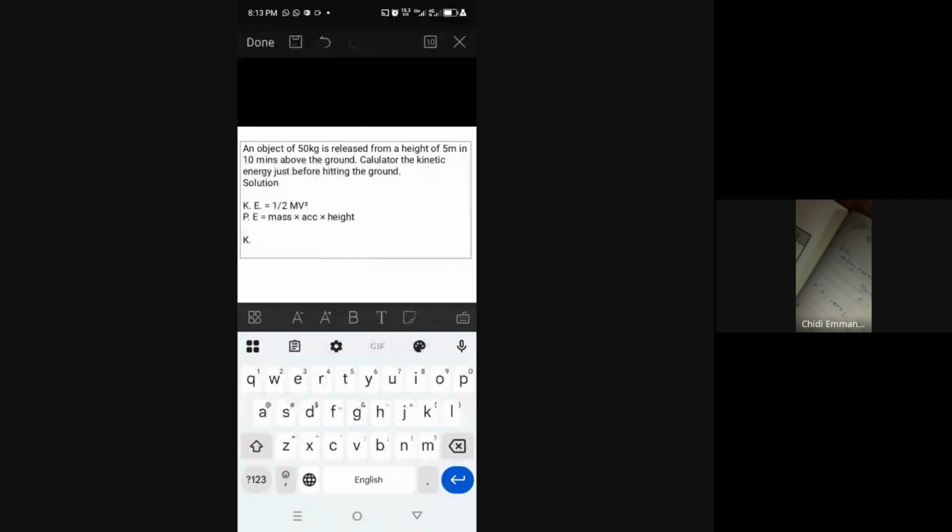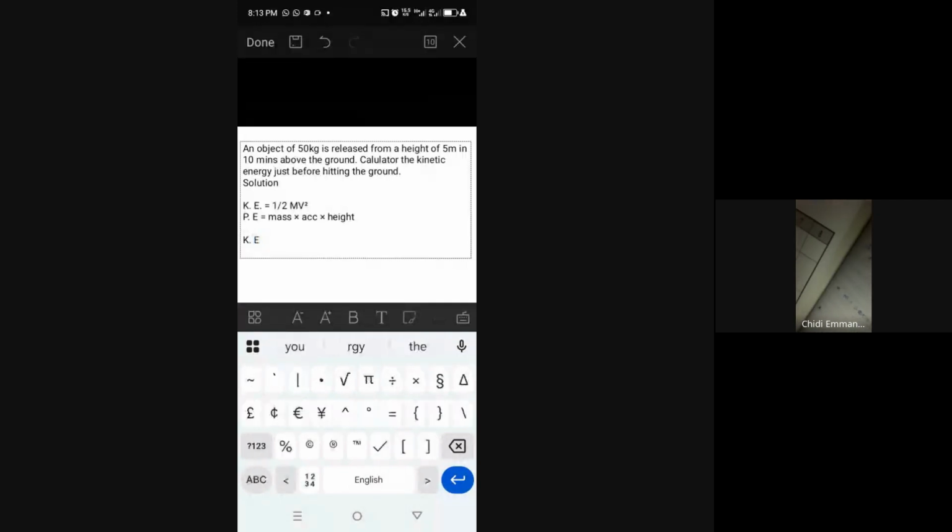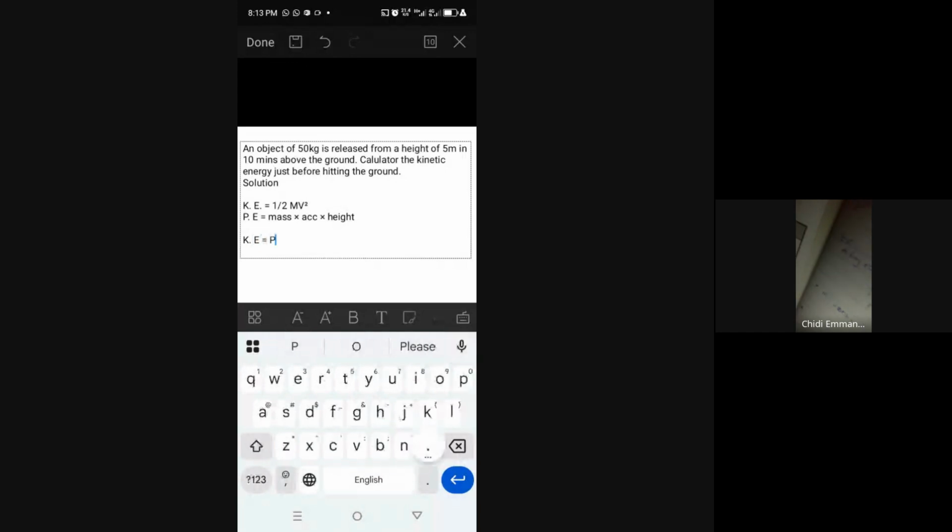I'm just going to obey that law. That is all. KE is equal to PE, which is equal to mgh. Why am I using mgh? Because if you look at the question, I was not given velocity. If I was given velocity, I would have just used the half mv squared directly.